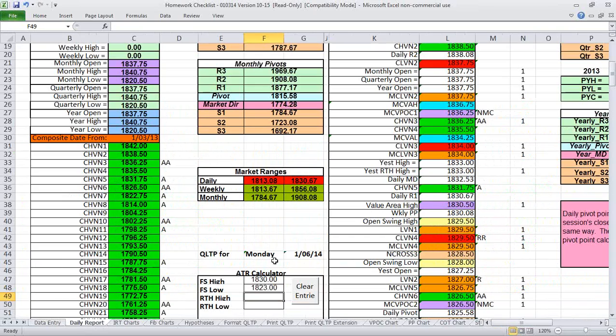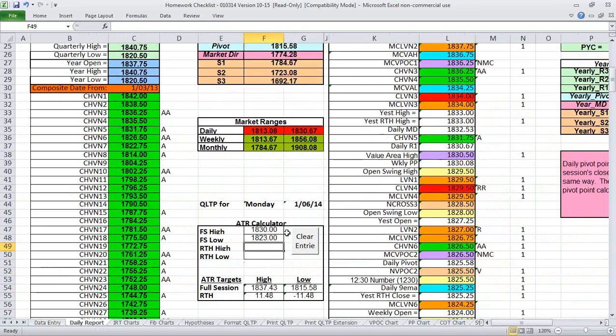Let's go to the daily report. Currently we have a Globex high at 1830 and a low of 1823. That gives our full session 20-day ATR targets up at 1837.43. This is significant to me because, if you remember that post that I put in the room on Friday, I think we're going to end up playing ping pong between that 26 area and 36 area, and this is right above that.